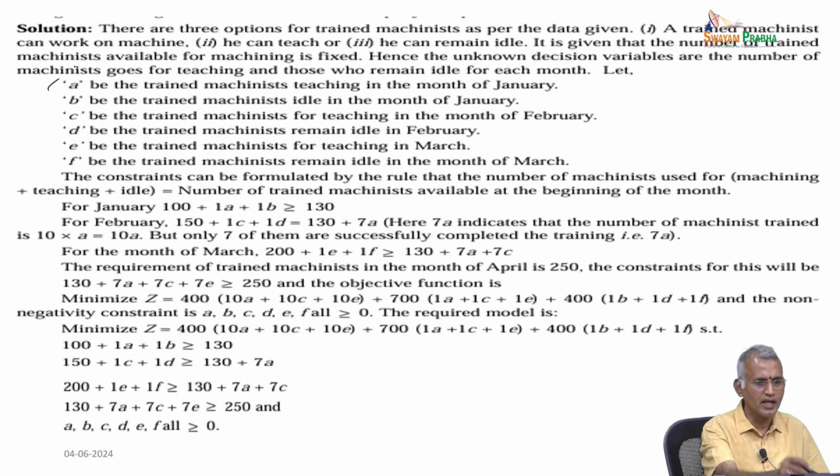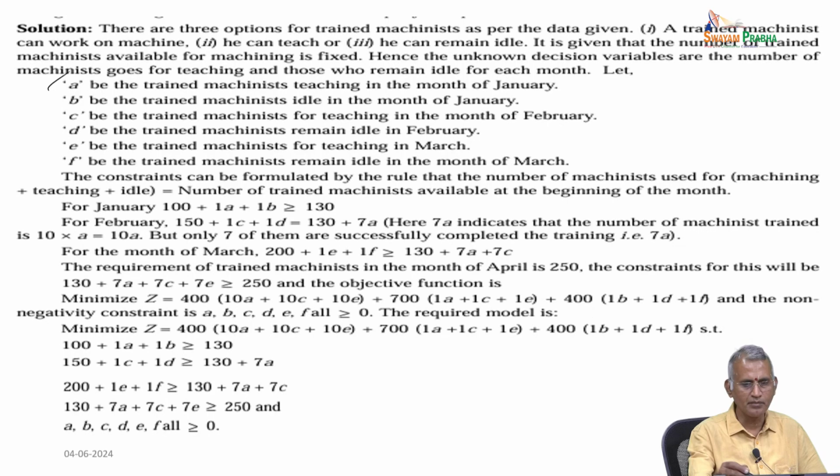So, let A be the trained machinists teaching in the month of January, B be the trained machinists idle in the month of January, C be the trained machinists teaching in the month of February, D be the trained machinists remaining idle in February, E be the trained machinists teaching in March, and F be the trained machinists remaining idle in the month of March.